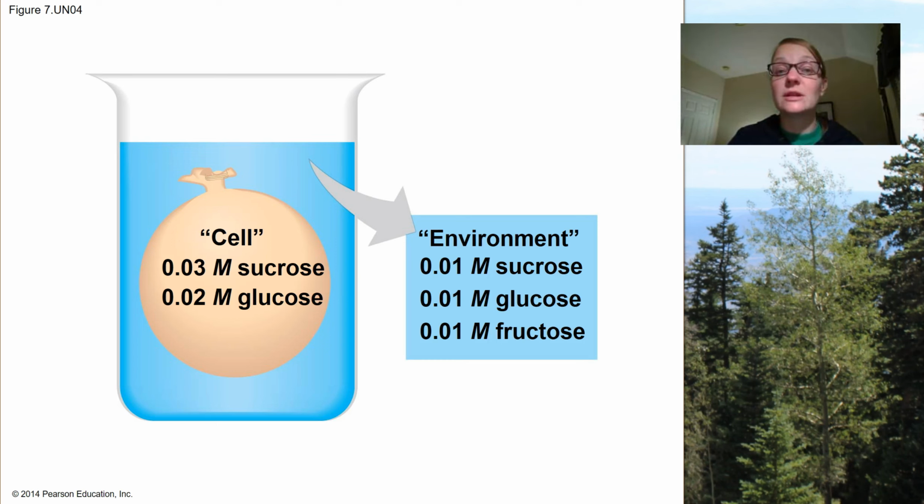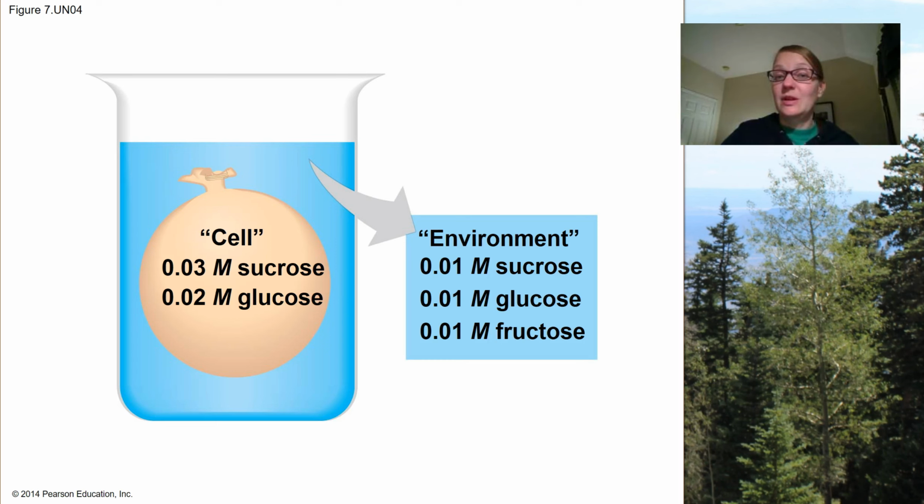All right, so let's take a look at our, let's say, cell, right? So we have a balloon here, which is going to mimic our cell, and the membrane of the cell is going to be this sort of latex balloon, which we filled with a particular solution. In this case, we have a 0.03 molar sucrose and 0.02 molar glucose solution on the inside of our cell. And we've taken our cell and we've put it into a beaker that's filled with an environmental solution. In this case, in the environment, we have 0.01 molar of each sucrose, glucose, and fructose.